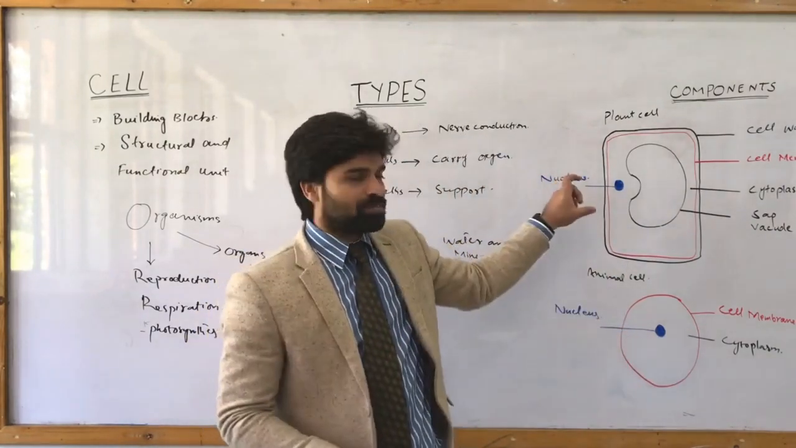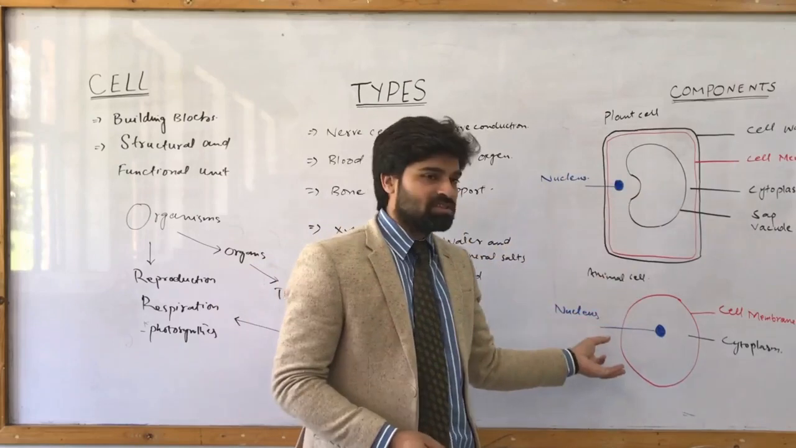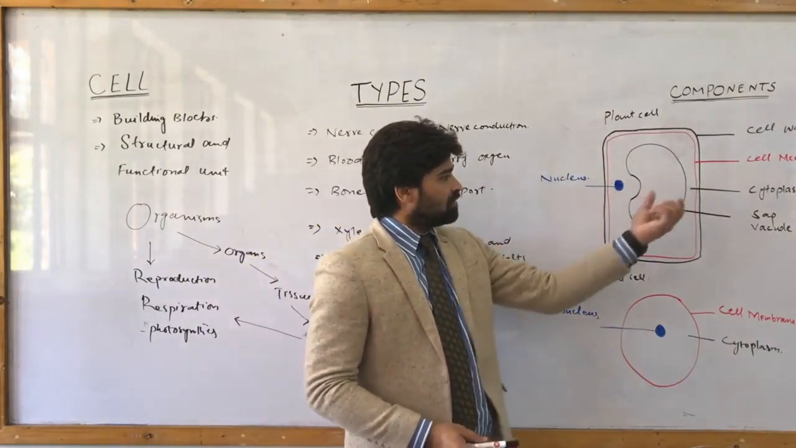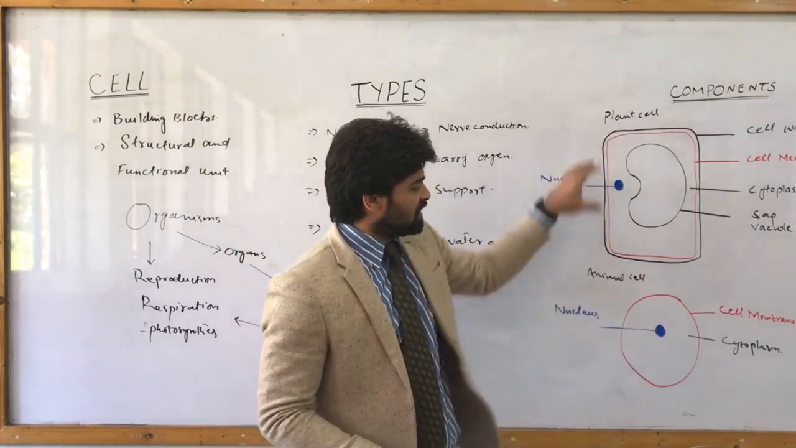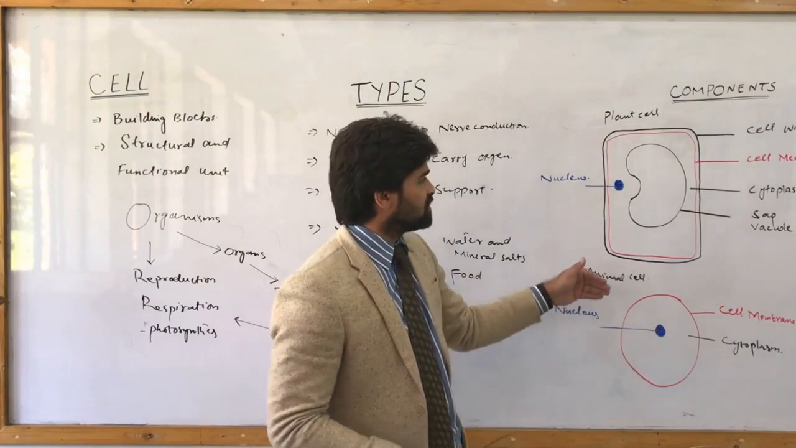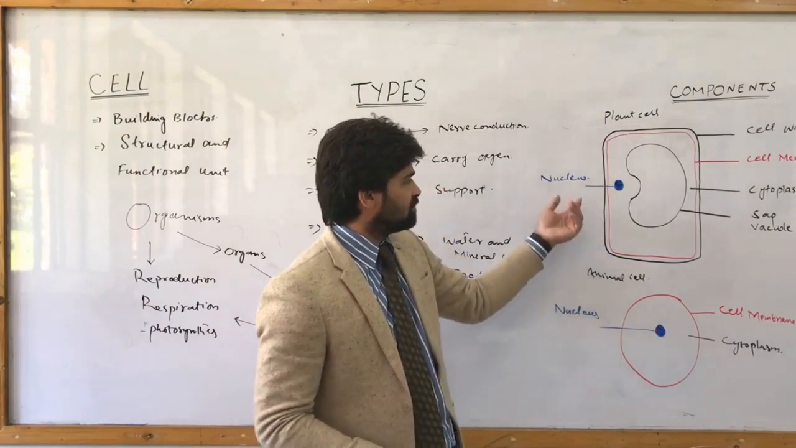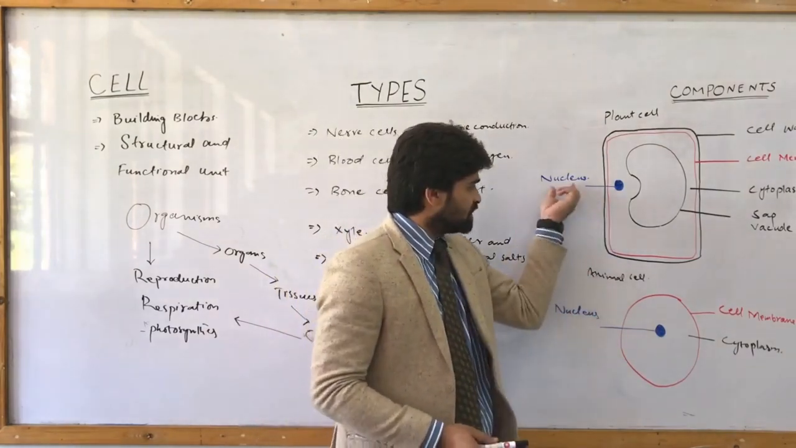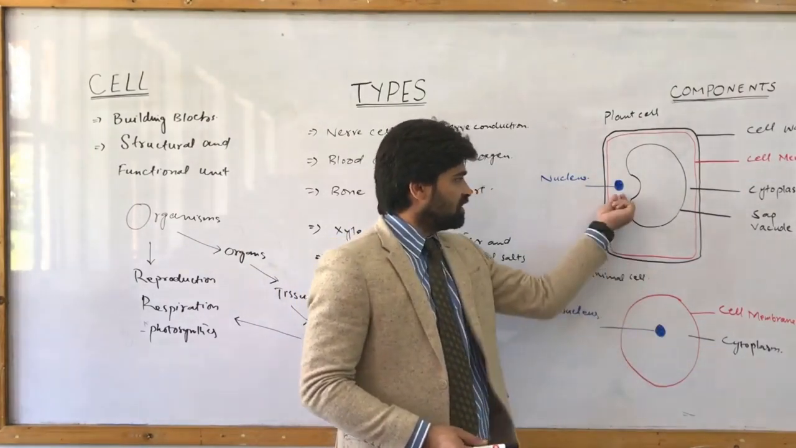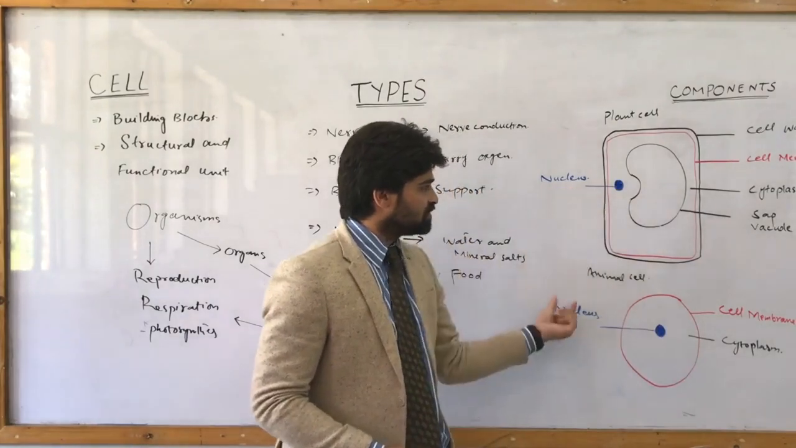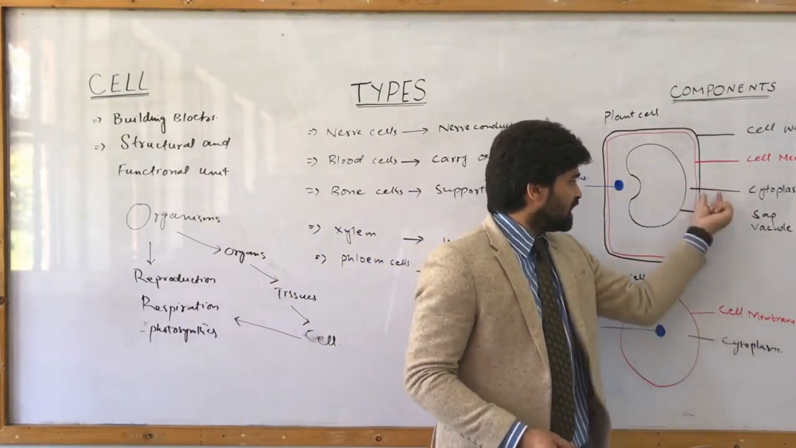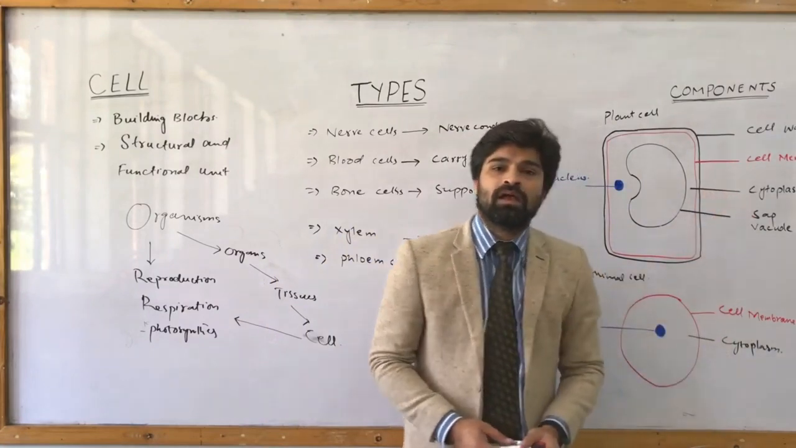Remember, the plant cells perform different functions and the animal cells perform different functions. But in general, plant cells and animal cells share some common features, the common components of the cell. As you can see over here, that is the nucleus, the blue structure in the center of the animal cell. They share the common cell membrane and the cytoplasm.